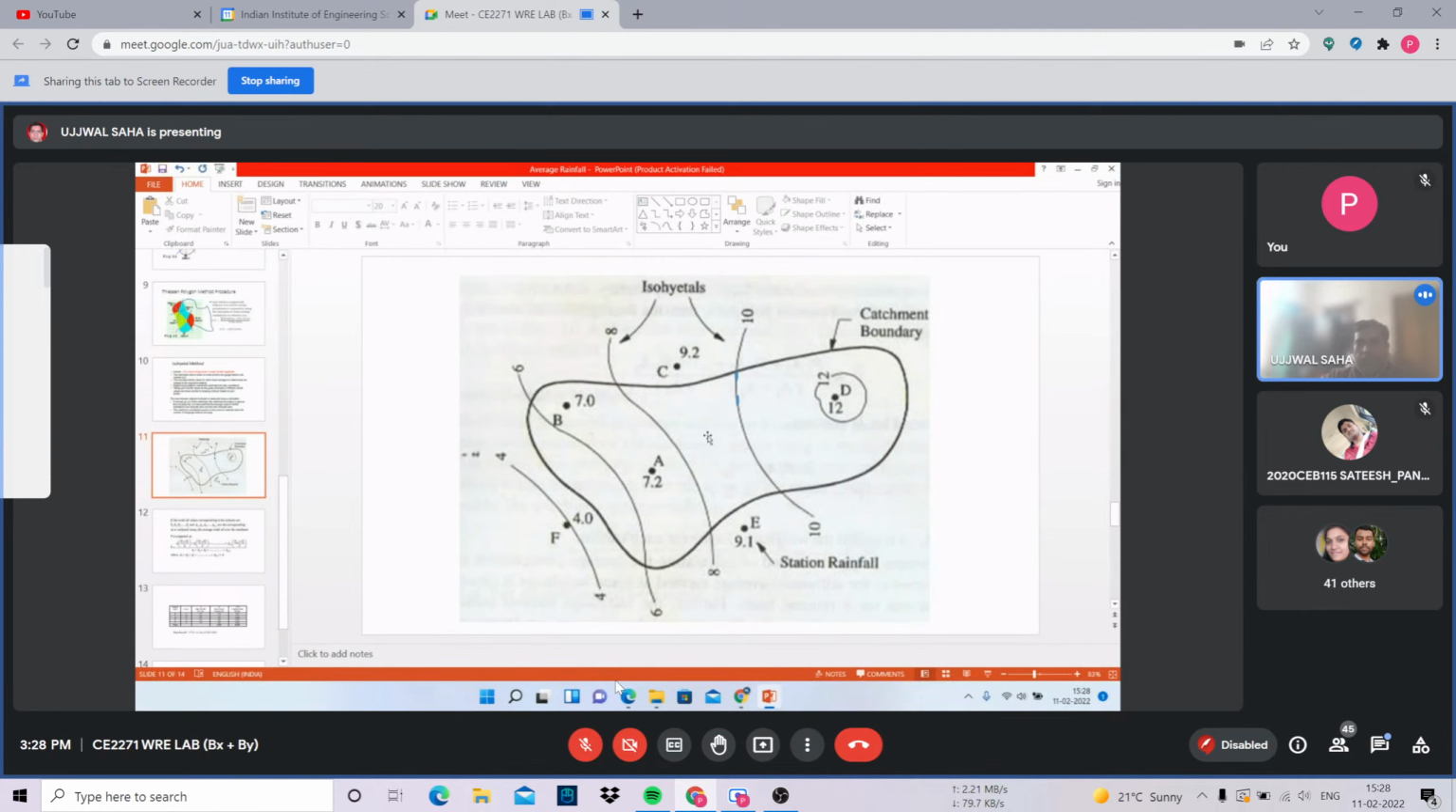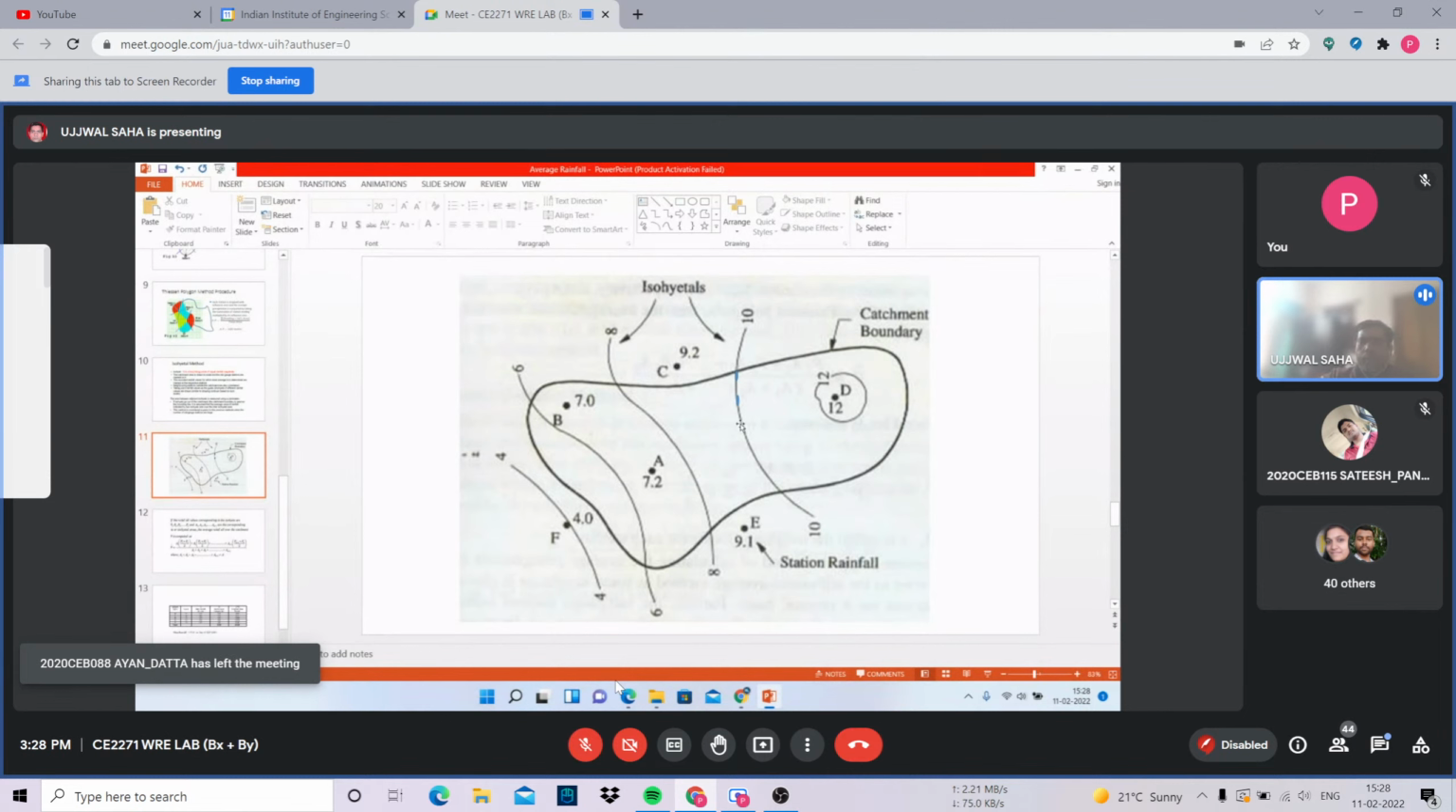Now in this example, I have this catchment. I have these rain gauge stations, black dots, with values 7, 9.2, 12, 7.2, 4, 9.1. Now using these rain gauge station values, I need to draw the iso-heights of this area. Let us think that the inter-iso-height distance will be 2 mm. That means it will be 4, 6, 8, 10.